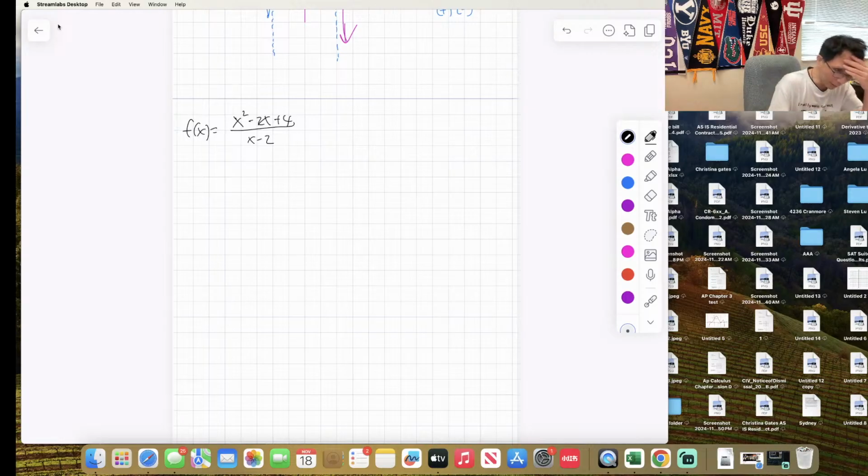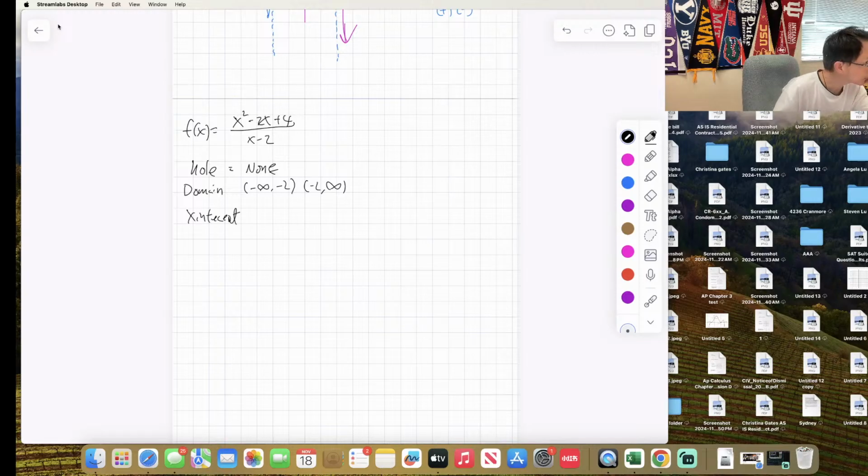Right? So let's talk about, do they have holes? Do they have holes if nothing cancels? None, right? Do they have a vertical asymptote? Do they have a domain? Can you tell me the domain? Negative infinity to 2, and 2 to infinity. Is that okay? Do you have an x-intercept? Yes? Isn't the domain positive 2? Oh, you're right.